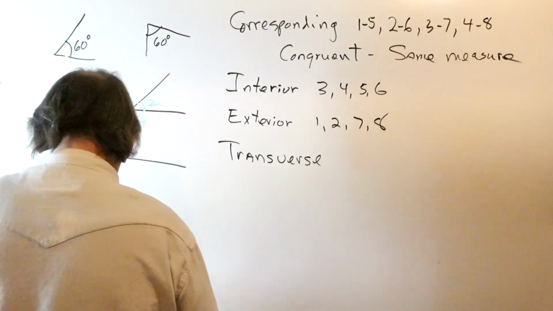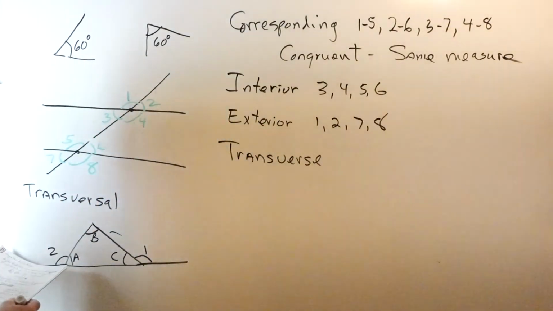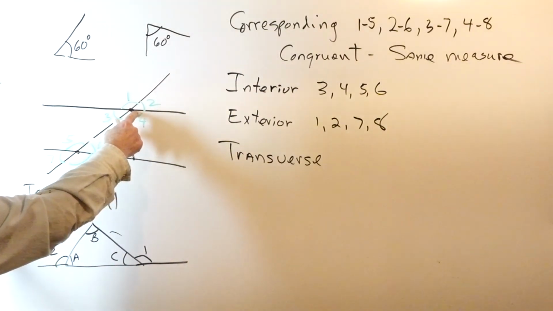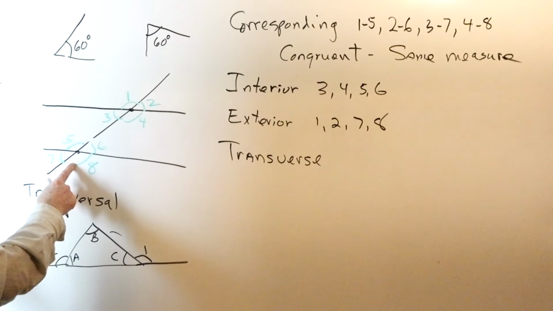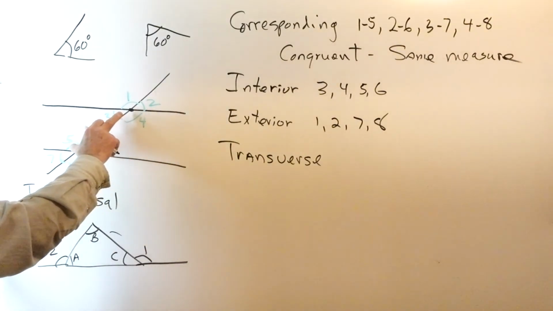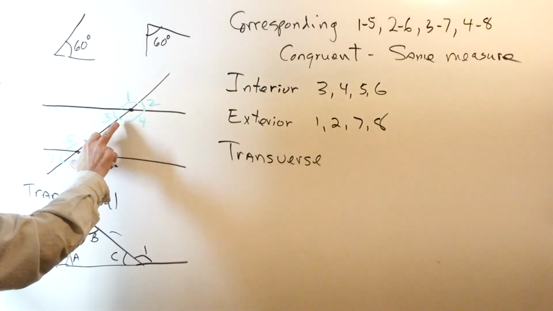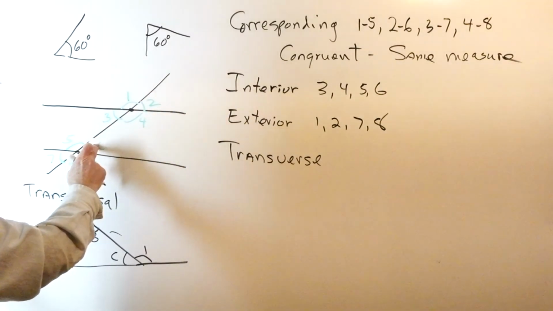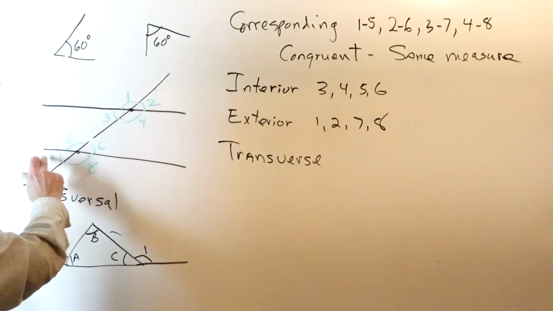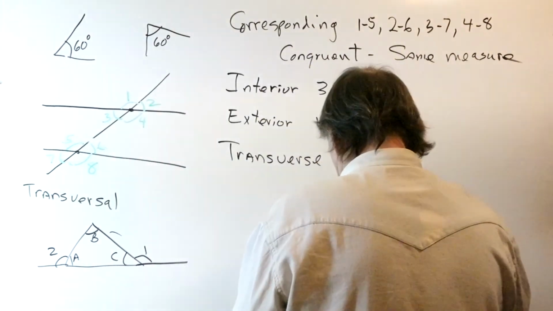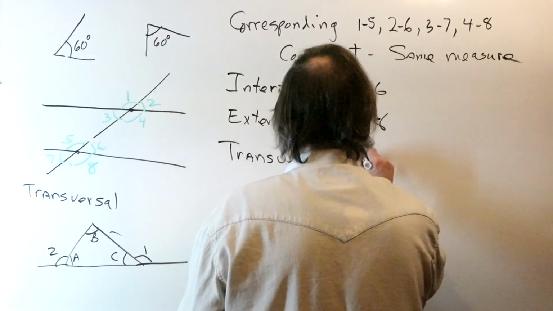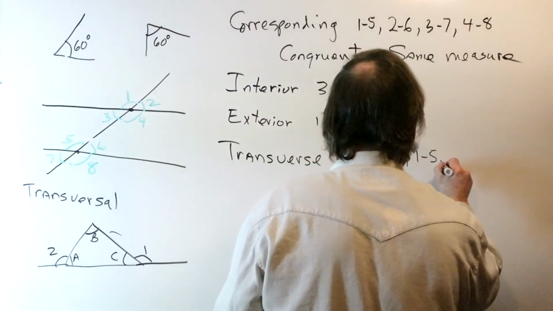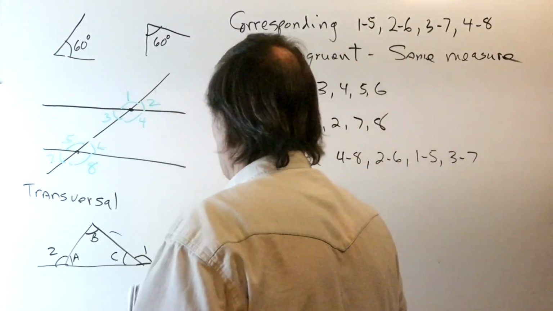Now, we have what are called transverse angles, and they are related to the transversal. That is, the transverse angles are 4 and 8. They're on the same side of the transversal. We have 2 and 6, 1 and 5, 3 and 7. So the transverse angles are 4 and 8, 2 and 6, 1 and 5, 3 and 7.